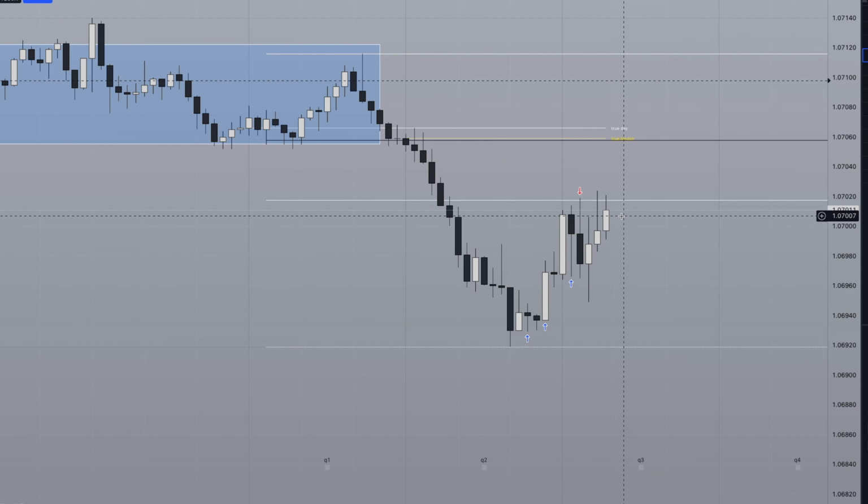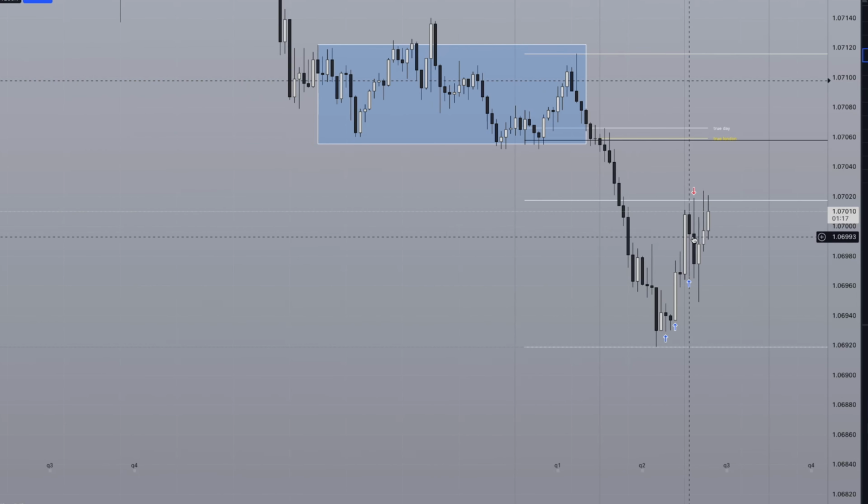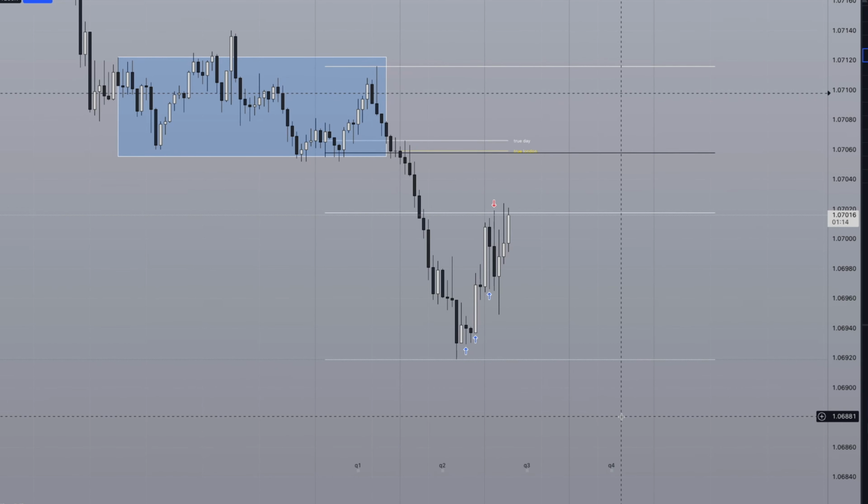Rather than certain, it's more like confluences add up, right? The system and the confluences add up, and that's how you can gain the confidence to add to your position. By the way, going back to what I was talking about, quarterly theory. So yeah, that wasn't just another point of confluence.